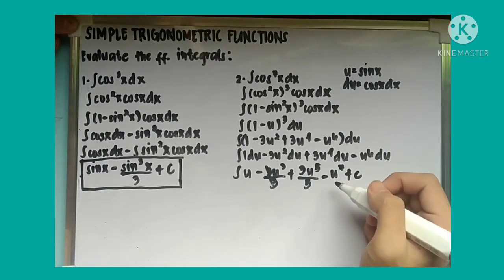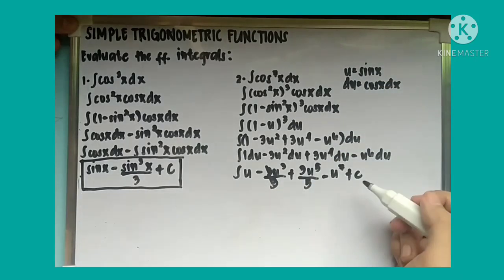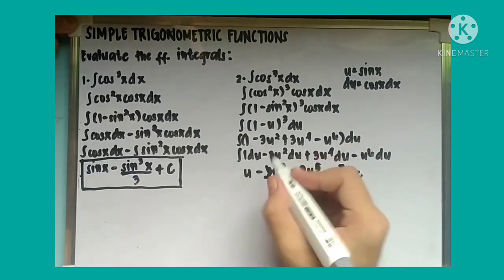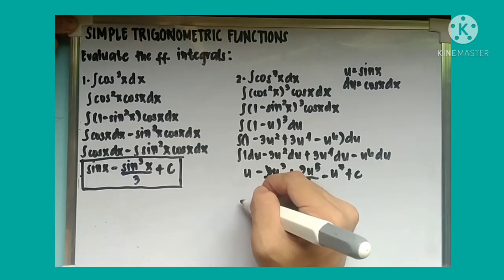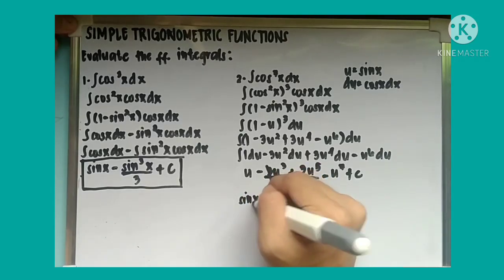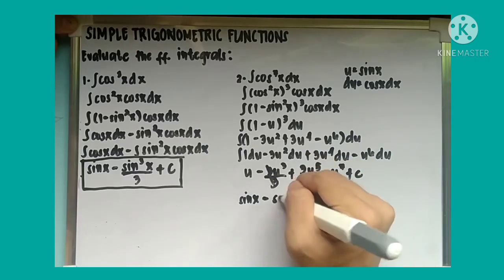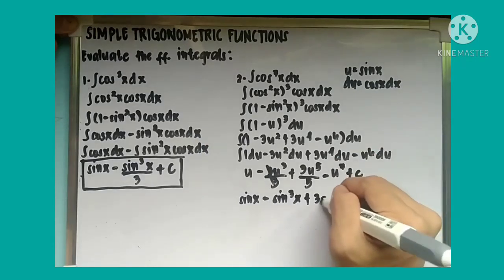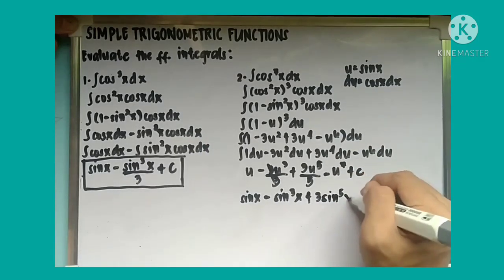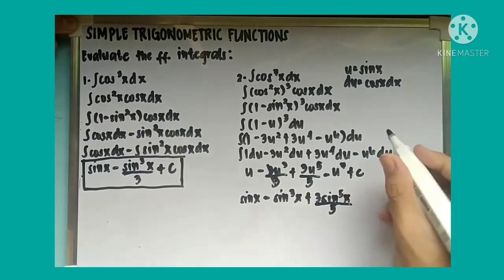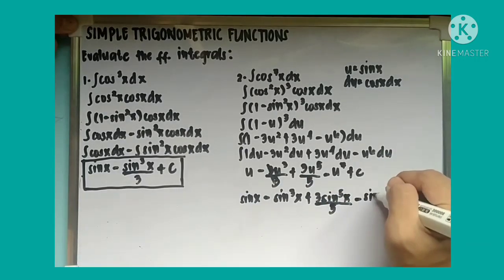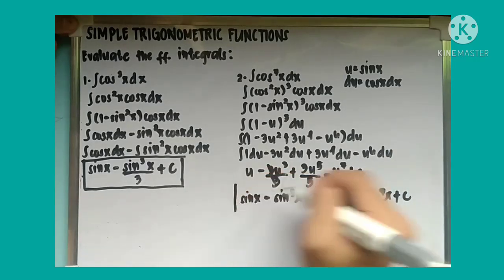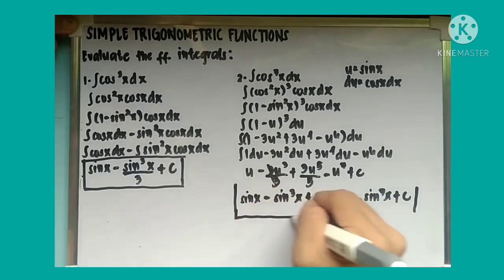And then, substitute lang natin yung value ng u dito sa ating equation na nakuha. So, magiging answer for this is sin x minus sin cube x plus 3 sin to the 5th x over 5 minus sin raised to 7x plus c. So, this is our final answer for problem number 2.